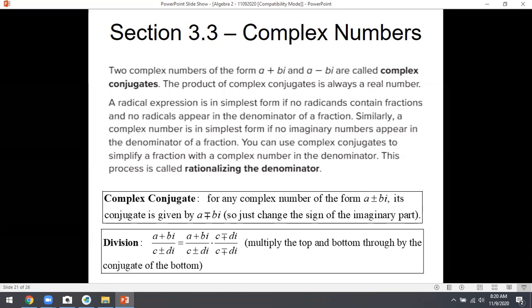So for division, what you're going to do is take the fraction and multiply it on top and bottom by the conjugate of the bottom. That will be your strategy. Besides that, it is fraction work and multiplying straight across and some patience. It's not that bad.